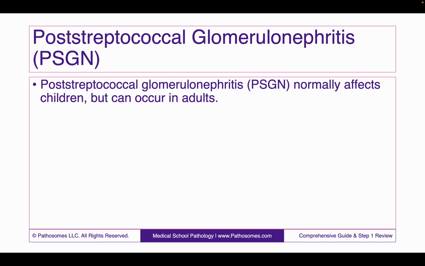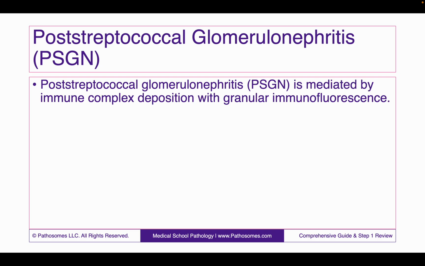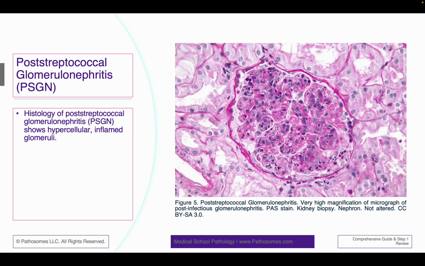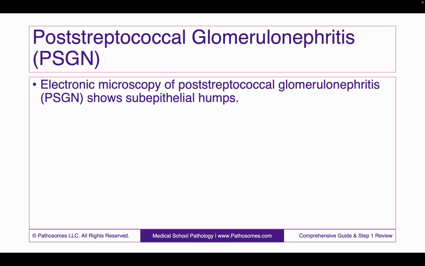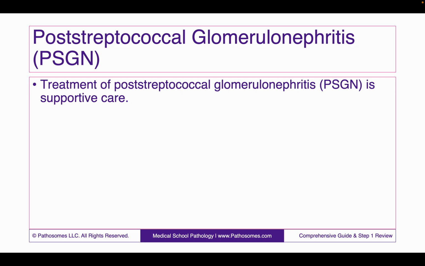Post-streptococcal glomerulonephritis normally affects children, but it can also occur in adults. And it's important to know that PSGN is mediated by immune complex deposition with granular immunofluorescence. Here we can see the histology from a patient with post-streptococcal glomerulonephritis showing hypercellular inflamed glomeruli. The electron microscopy of PSGN shows subepithelial humps. And the treatment is supportive care. The treatment of PSGN is supportive care.